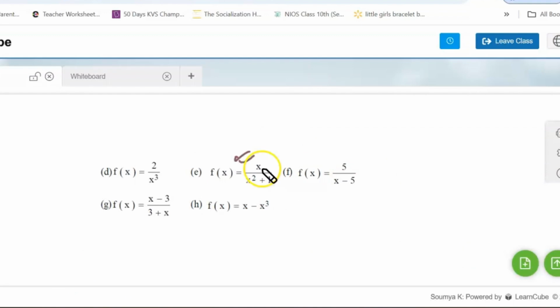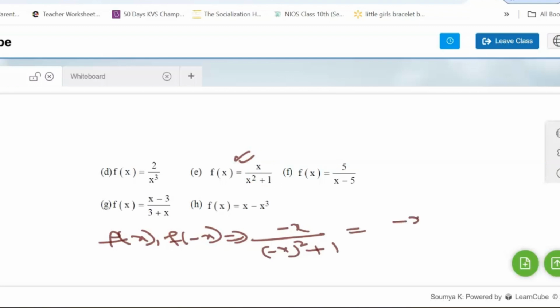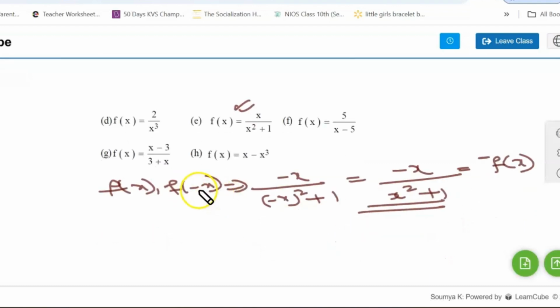For this question, if you apply f of x and f of minus x, what will happen? f of minus x, the minus x the whole square plus 1, that is equal to minus x by x square plus 1. So this is the solution for your f of minus x. You are not getting the value as minus f of x, so your even function doesn't work out in this case.